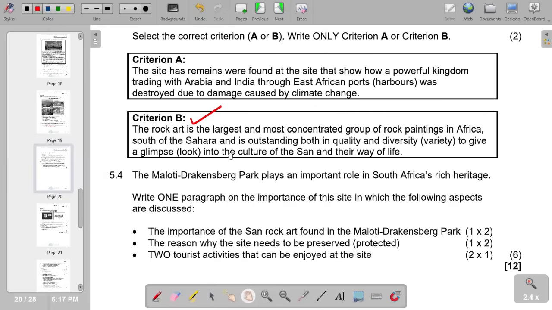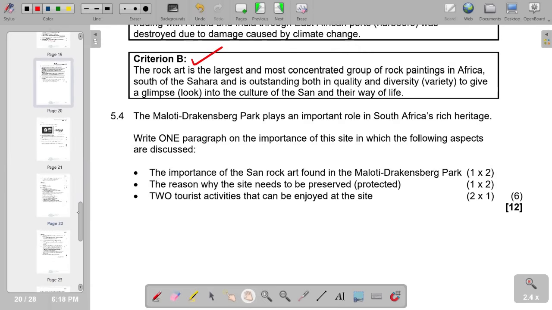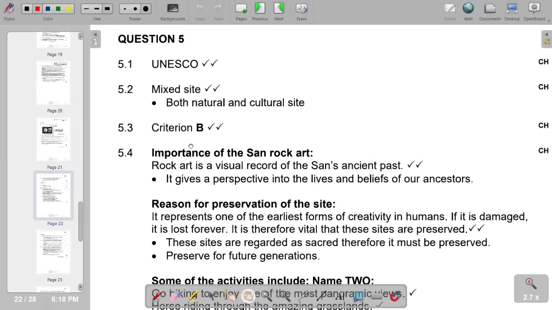5.4 is the Maloti Drakensberg Park plays an important role in South Africa's rich heritage. Right, write one paragraph on the importance of this site, in which the following aspects are discussed. First, the importance of the sandstone rock art found in the Maloti Drakensberg Park. Then also the reason why the site needs to be preserved or protected. Two tourist activities that can be enjoyed at the site. So within that context, you'd see that this is what we have.